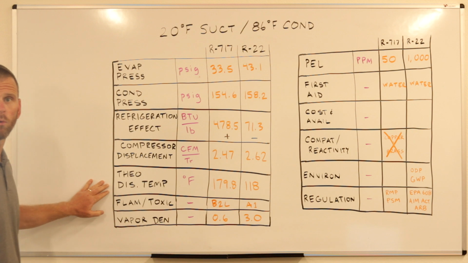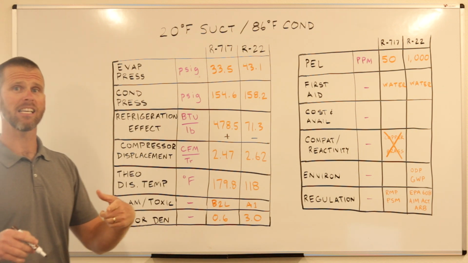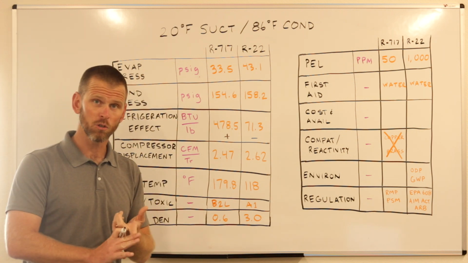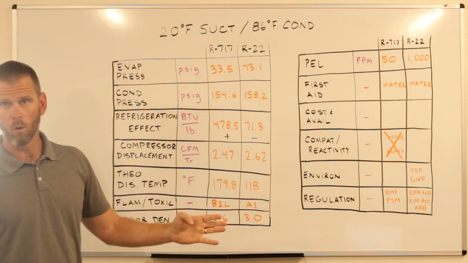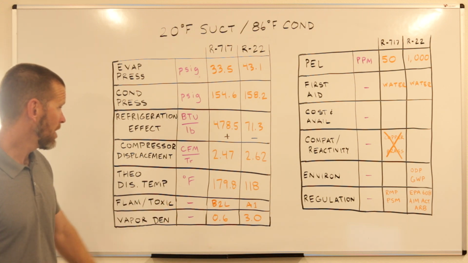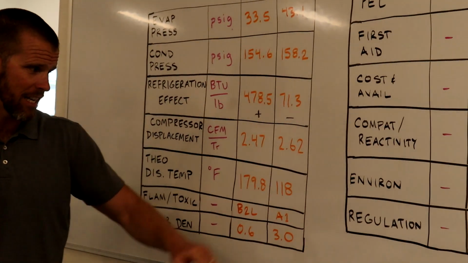Moving on to theoretical discharge temperature. This is the temperature that we would expect to see at the outlet of the compressor at these conditions, assuming isentropic compression and no compressor oil cooling or any form of cooling on the compressor. And ammonia is nearly 180 Fahrenheit, whereas R22 is 118.